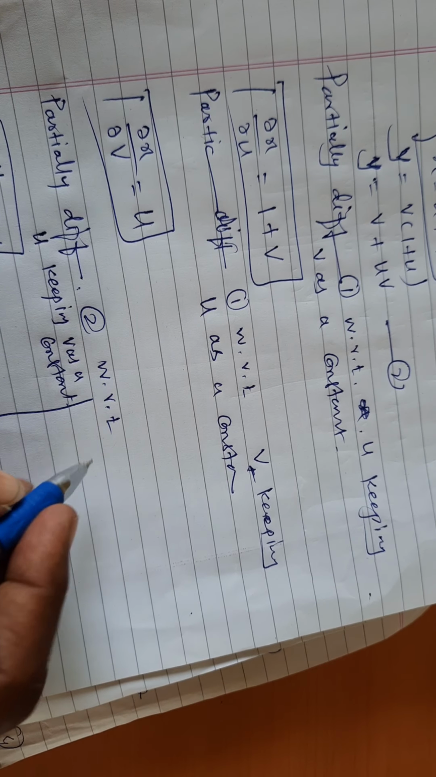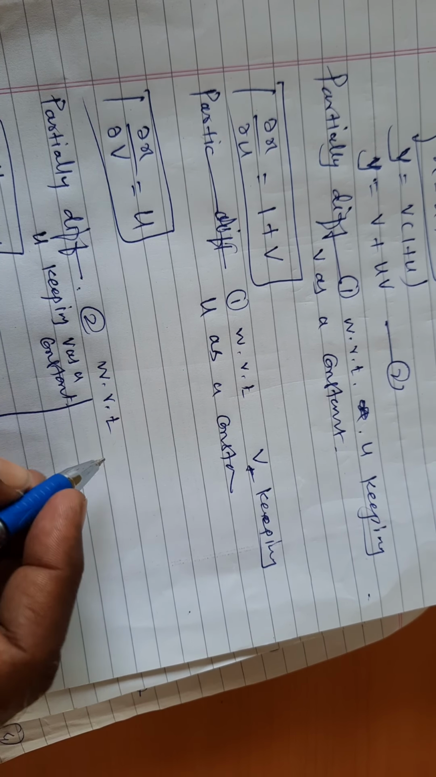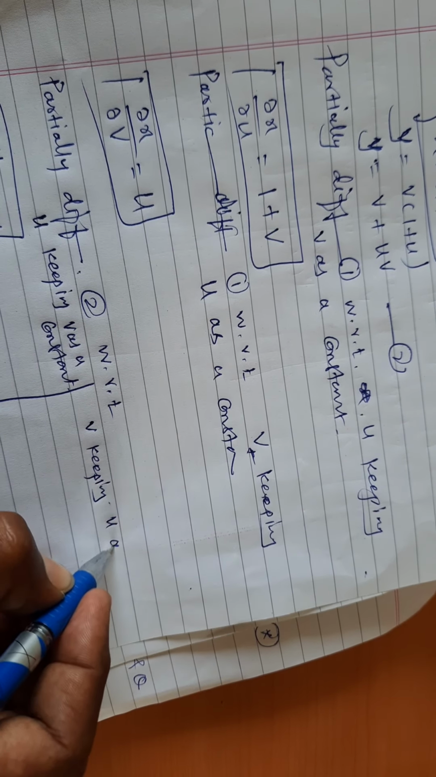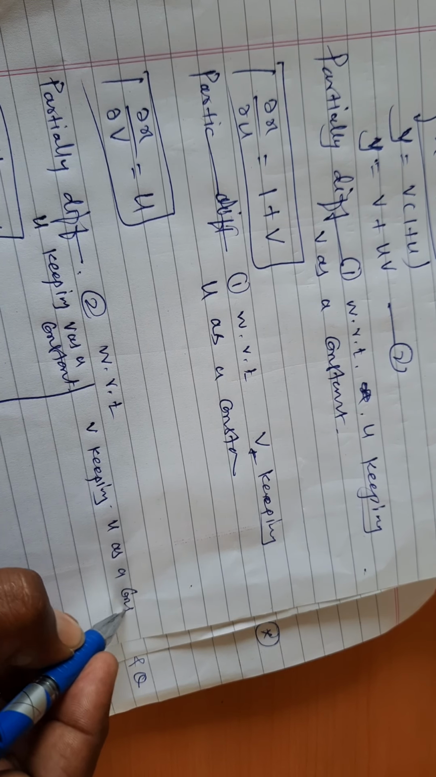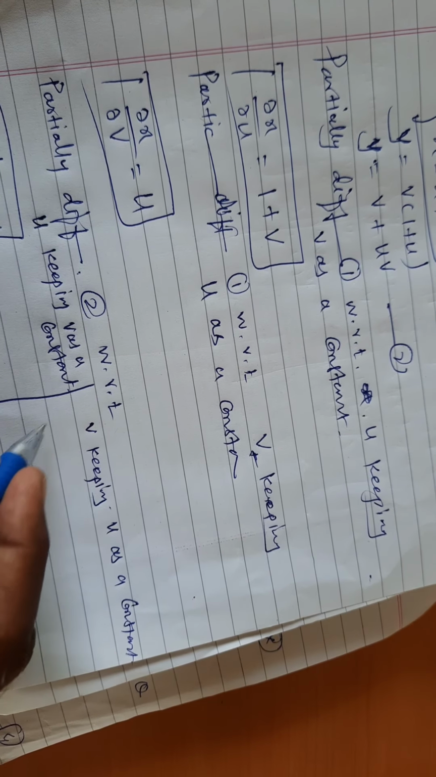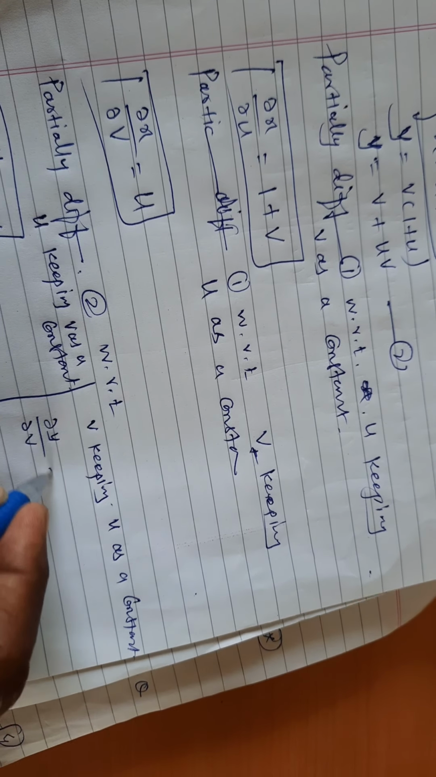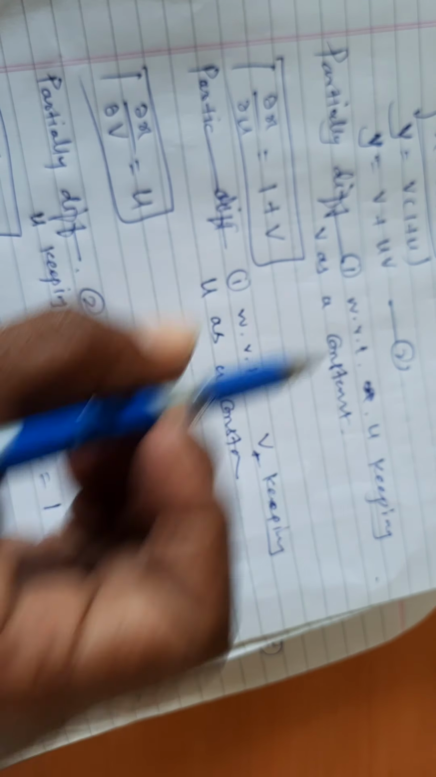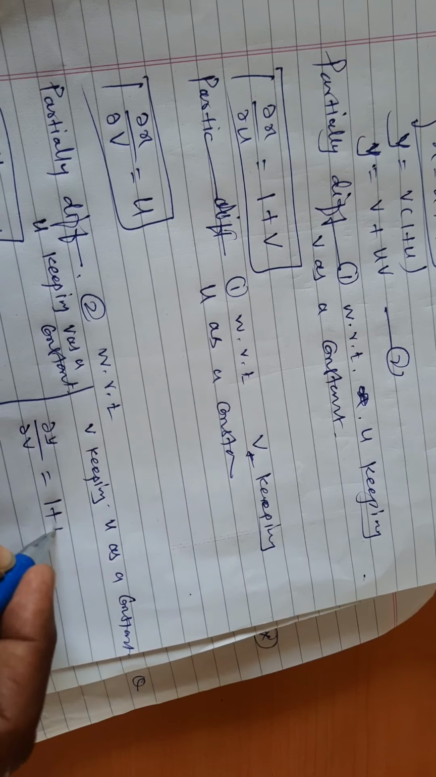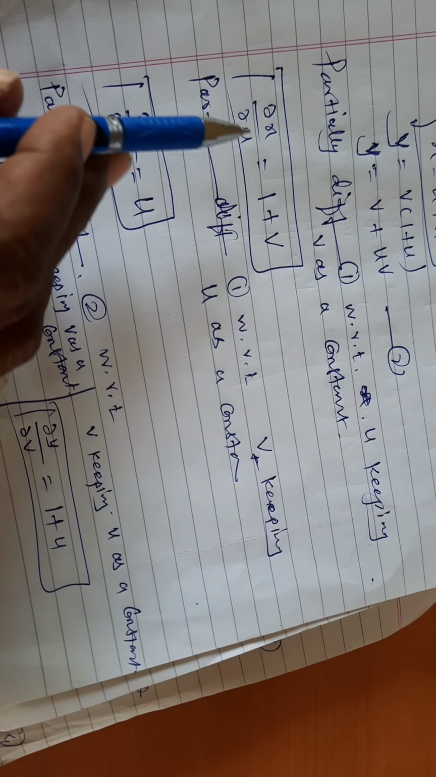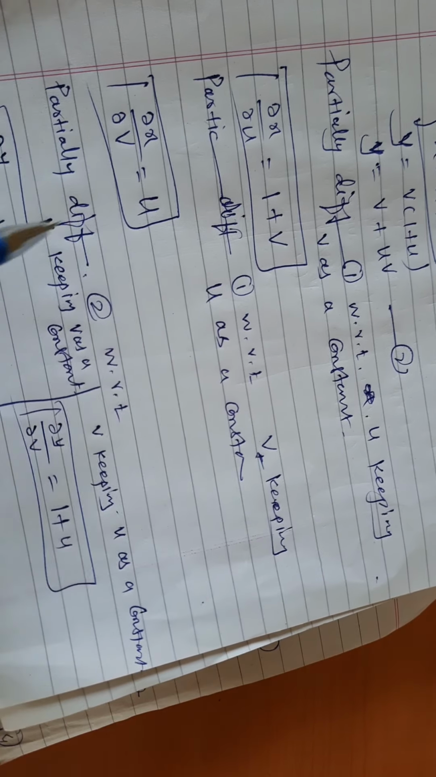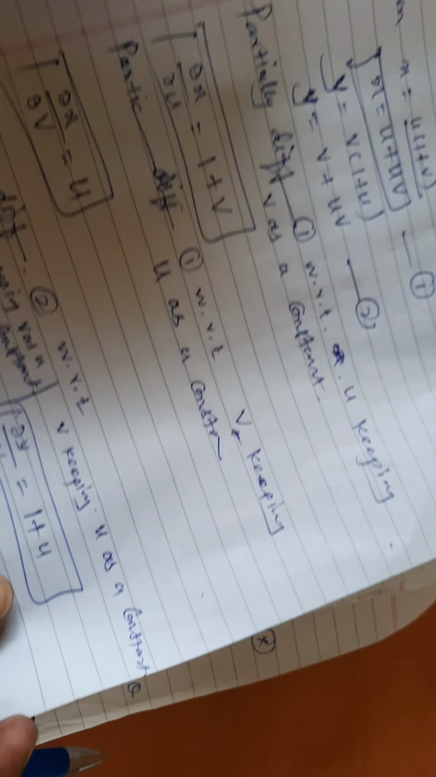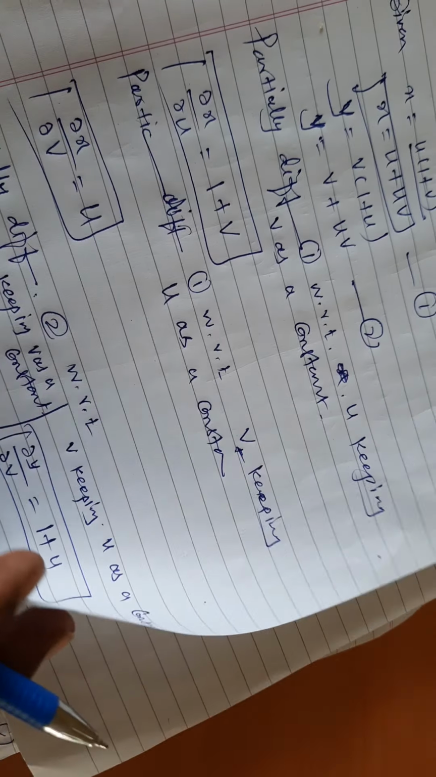In the next, partial differentiation of 2 with respect to v, keeping u as a constant. What do we get? Partial derivative of y with respect to v. Here is the v, derivative of v with respect to v is 1, and here is the uv, derivative of that v is 1 and u as it is. Thus we get 4 partial derivatives: partial x by u, partial x by v, partial y by u and partial y by v. Now let us see their Jacobian.